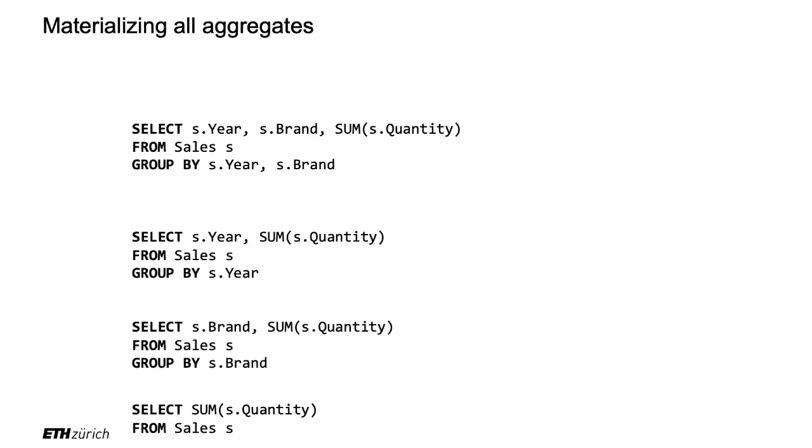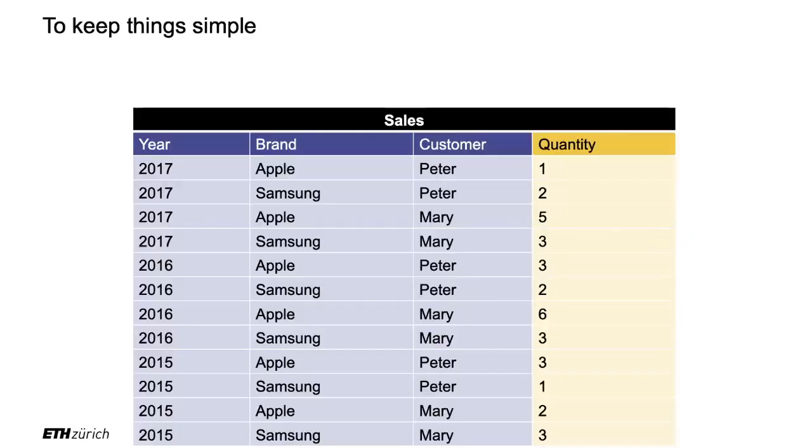Now, we saw that when you roll up, you need the totals or the subtotals. But in the original table here, there are no subtotals. It's just the raw data on the low level, right? I have for every year and brand and customer, I have my quantities, right? I don't have any subtotals there.